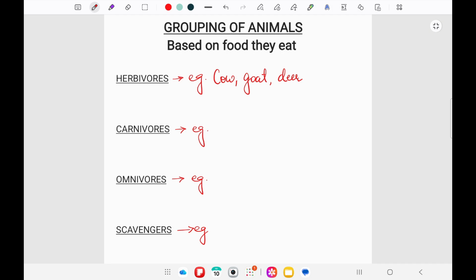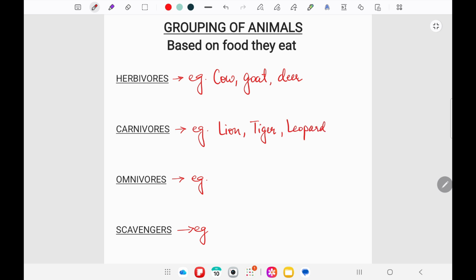The second group is the carnivores. They are those animals which depend on other animals for their food. They eat the flesh of other animals. For example, lion, tiger, leopard, etc.